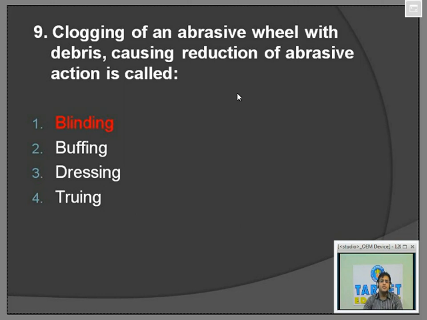So the ninth question, the next question: clogging of an abrasive wheel with debris causing reduction of abrasive action is called blinding. You must have experienced it while using an acrylic trimming burr, like a metal trimming burr. The acrylic which is getting trimmed blocks the flutes of the burr, so it reduces the trimming efficiency or the cutting efficiency of the abrasive. So this is called blinding.